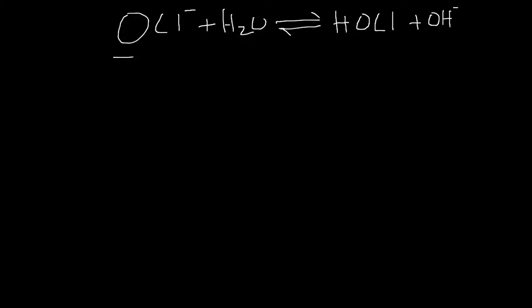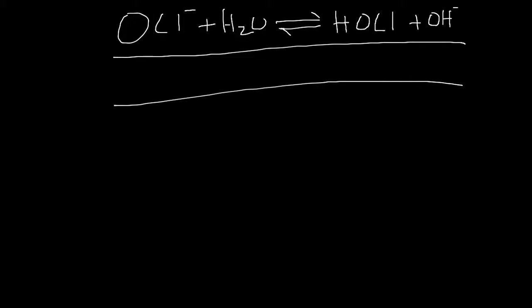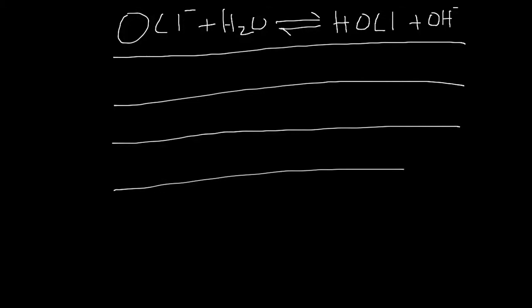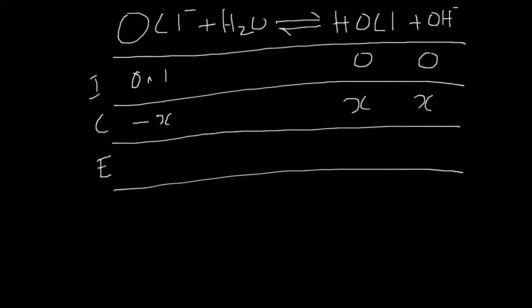In order to determine the hydroxide concentration, we will generate an ICE table from which we can determine the hydroxide concentration and the equilibrium constant expression. Here we have the initial concentration of OCl-, which is 0.1 molar. That represents the initial concentration I. The change in concentration we are going to assume is X. If 1 mole of OCl- reacts, it produces 1 mole of HOCl and 1 mole of hydroxide ions. That will give us an expression for the equilibrium concentrations. Then we will solve for X using the Kb expression.